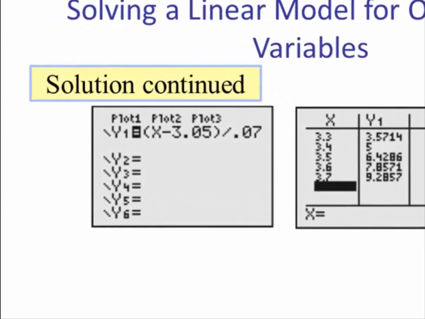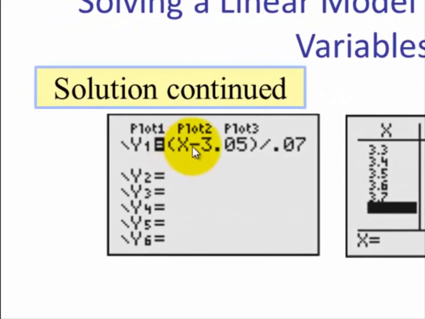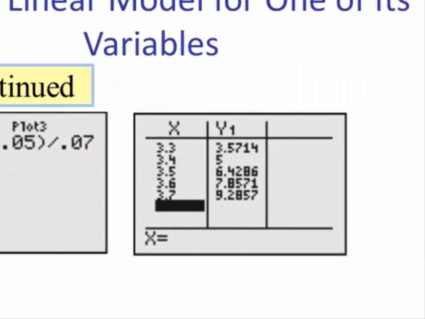If we put this in our graphing calculator, x minus 3.05, and be sure you include the parentheses, divided by 0.07. We need parentheses because the 0.07 is dividing both values. Here are the corresponding t values, time.